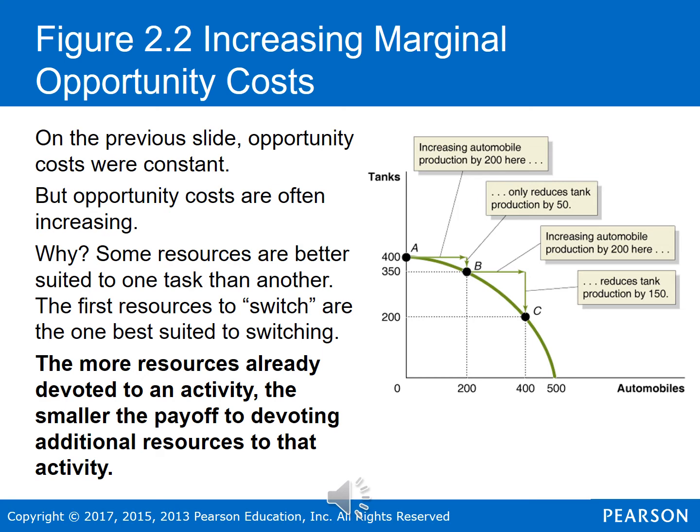So basically, the more resources we already devote to an activity, the smaller the payoff from devoting additional resources to that activity. So initially, when we're producing only tanks, those first few resources we now devote to producing automobiles are going to give us a lot more automobiles than later on as we move on producing more and more automobiles. So we end up with, instead of a straight line for production possibility frontier, a curve, again, because the opportunity costs increase as we produce more of that product.